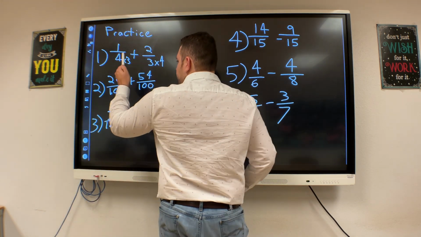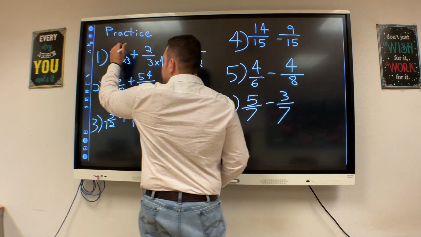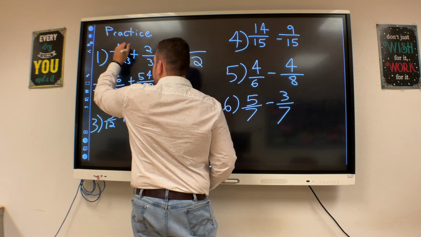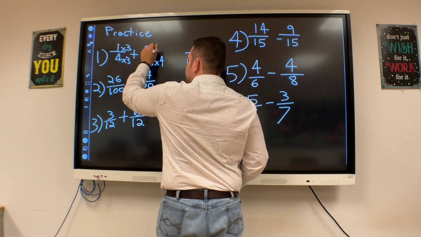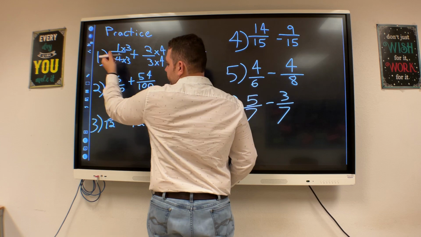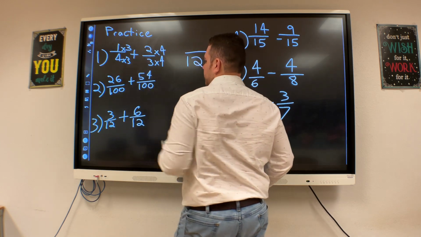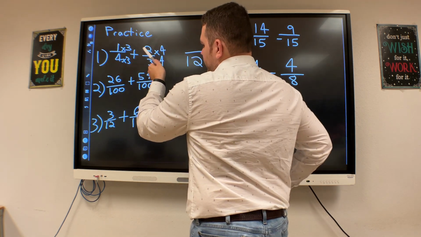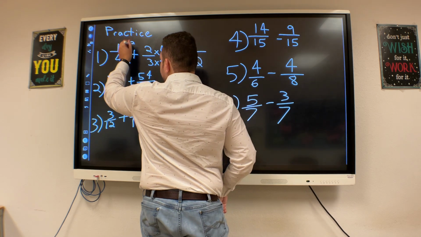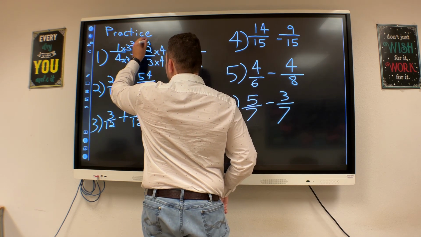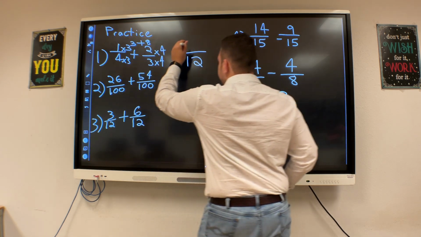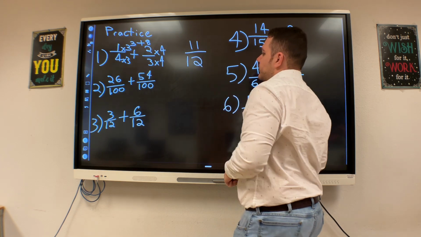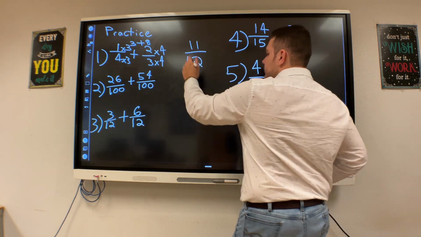Now remember what we do to the bottom, we gotta do to the top. So this 1 is gonna be multiplied by 3, and this 2 is gonna be multiplied by 4. See this bottom to this top, this bottom to this top. So 1 times 3 is gonna be 3. 2 times 4 is gonna be 8. 3 plus 8 is 11 twelfths. So that's it.